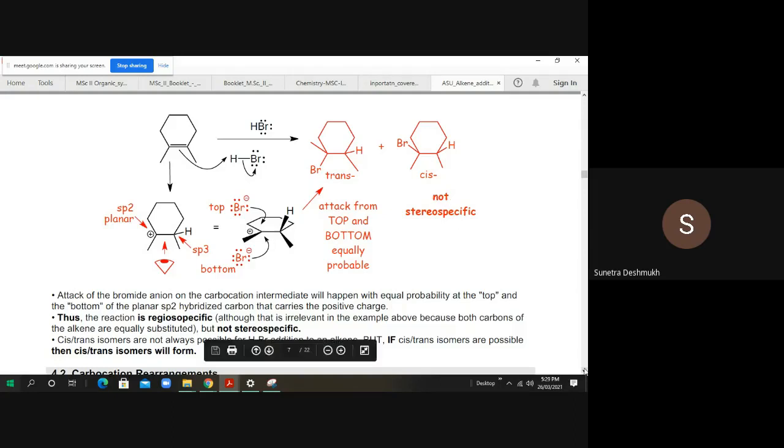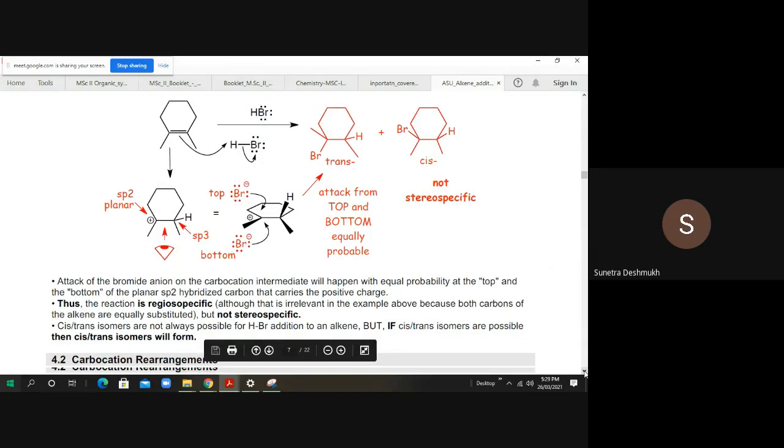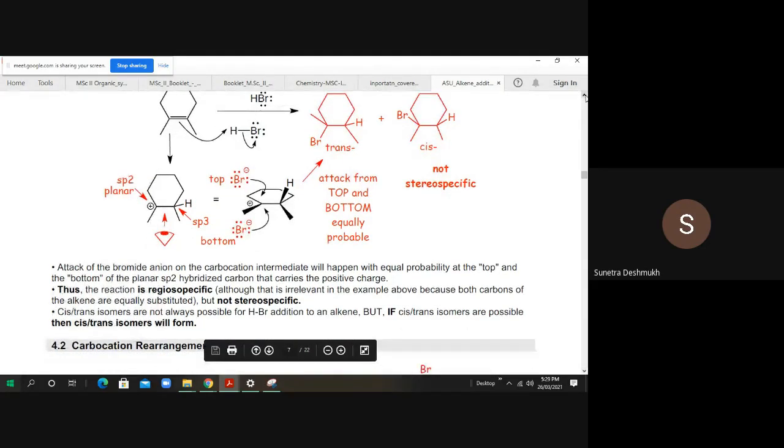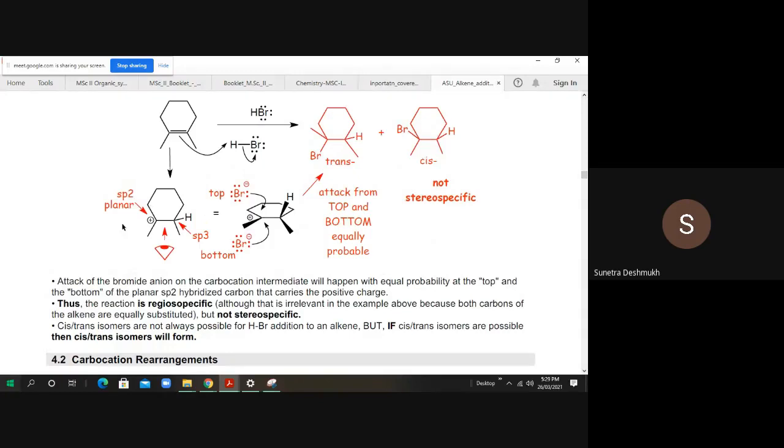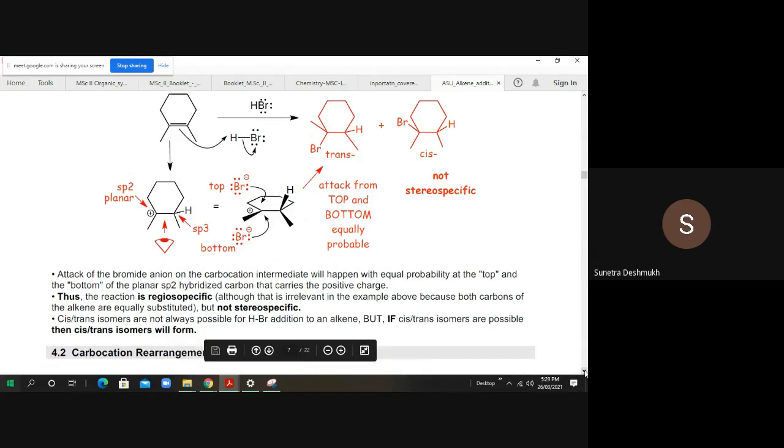So here we have come to the conclusion that addition of HBr, HCl, HI across a cyclic olefin is not a stereospecific reaction. Attack of the bromide anion on the carbocation intermediate will happen with equal probability at the top and the bottom of the planar sp2 hybridized carbon atom. Thus the reaction is regiospecific, although this is relevant in the example above because both carbons of the alkene are equally substituted, but not stereospecific. So this reaction we can say is regiospecific, but definitely not stereospecific.